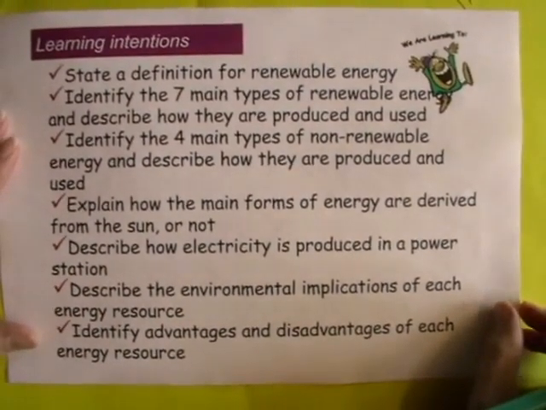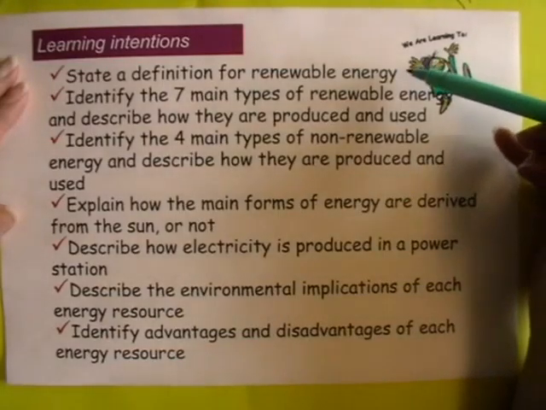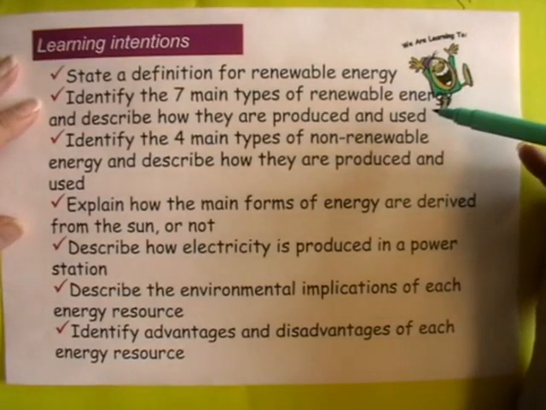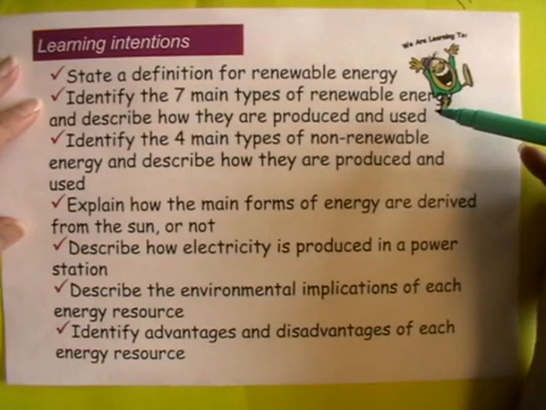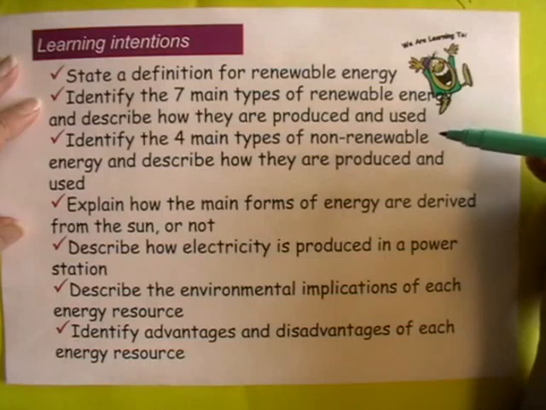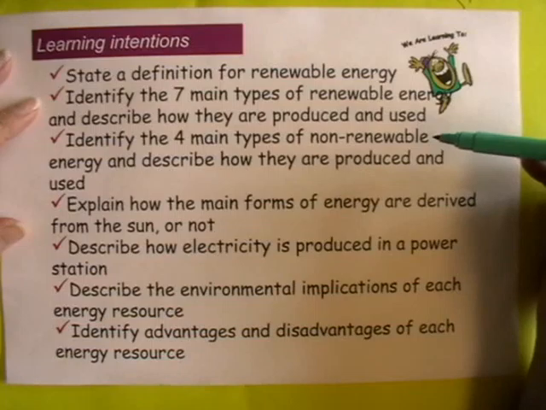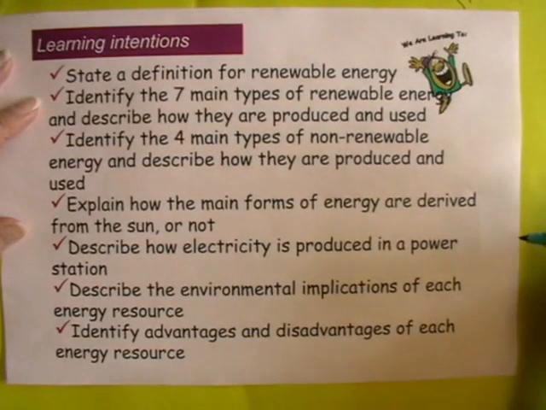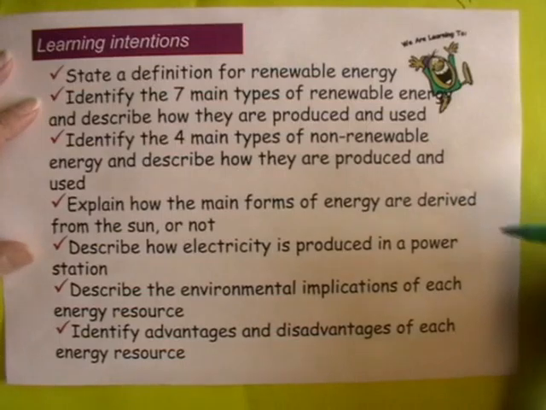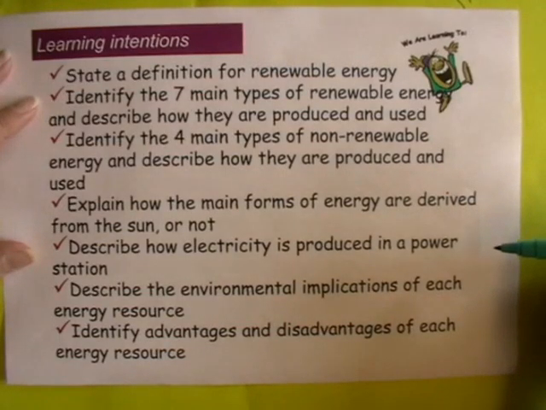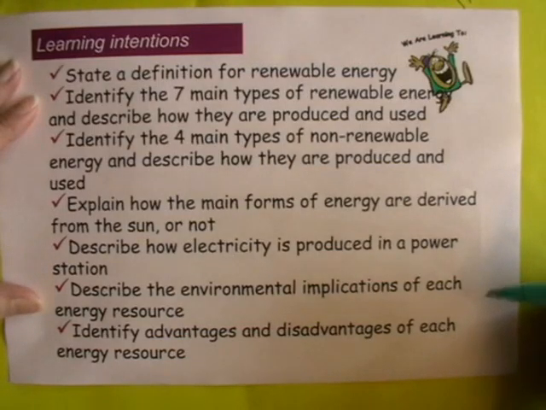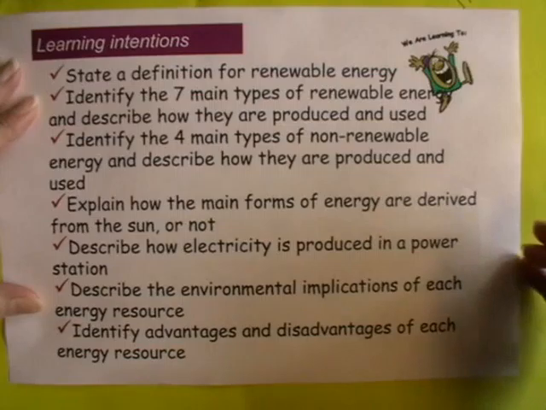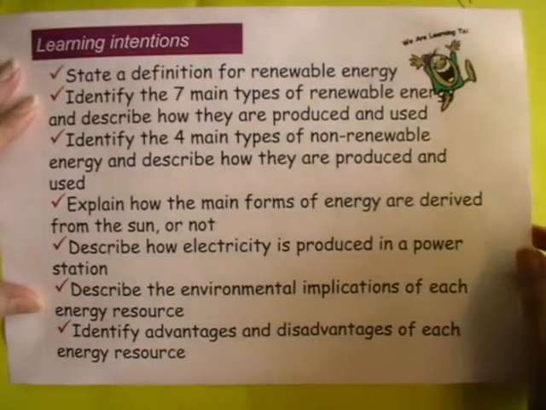So let's just look at the learning intentions again then. By now you should be able to state a definition for renewable energy and be able to identify the 7 main types of renewable energy and describe how they are produced and used. You need to be able to identify and describe production methods and uses of the 4 main types of non-renewable energy. You need to explain how the main forms of energy are derived and describe how electricity is produced in a power station for both fossil fuel and nuclear power station. You need to be able to describe the environmental implications and advantages and disadvantages of each energy resource.